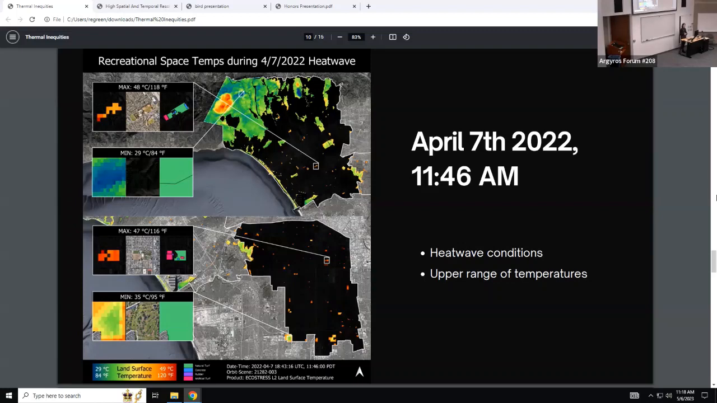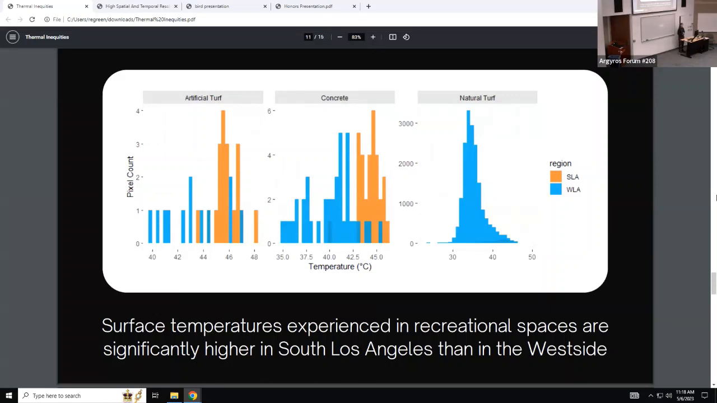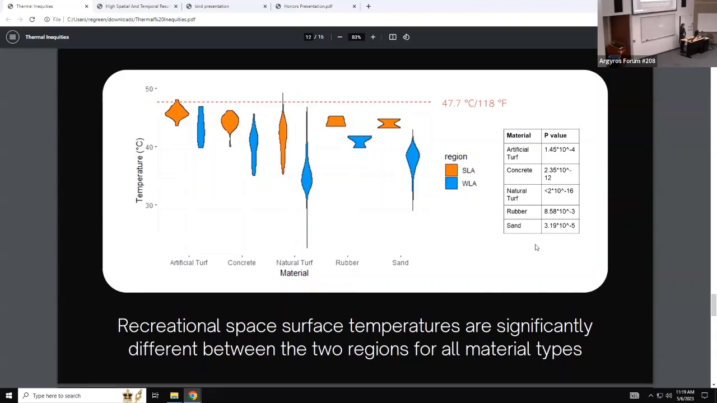It's important to note here, however, that in South LA, the coolest region that was available was a golf course instead of an open park. Generally what I found is that surface temperatures in recreational spaces are significantly higher in South LA than in the west side. Here I've just shown the distribution of those pixels. I don't know if you can see my cursor here, but there is a bump here, I swear. It's just hard to see because there's so much more natural turf on the west side. But either way, you can see the distribution is still very clearly separate. And that relationship being significantly different between the two regions is consistently the case across all material types that have a large enough sample size to measure, so excluding wood chips in this case.